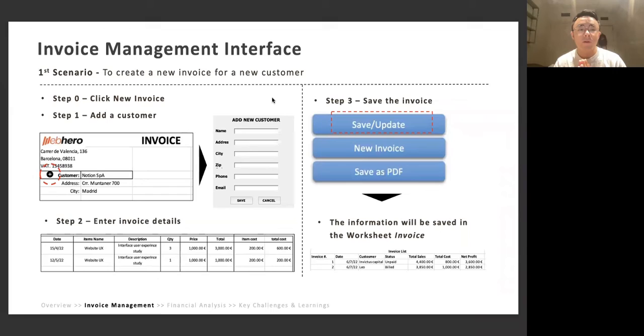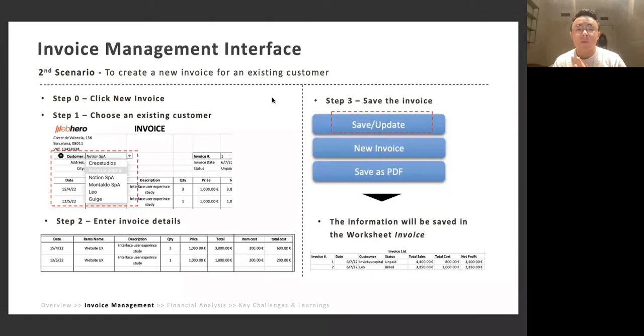So in the first scenario, after clicking the new invoice button, we can see there is an add button to add a new customer, and the user form add new customer will pop up. And after entering all the information that is needed, a unique number will be assigned to this customer. And after putting in all the details of the invoice, you can click save and update. So all this information of the invoice will be saved to our data set, which is our worksheet invoice list.